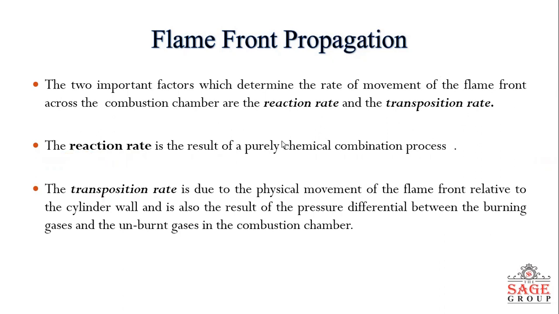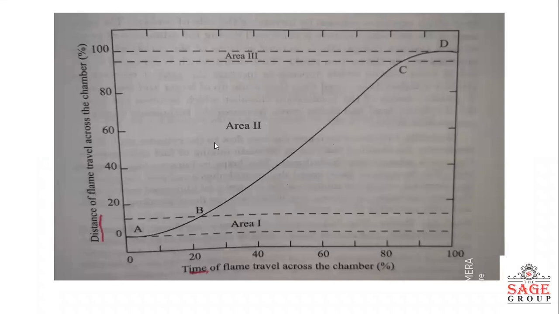We can see a figure, a curve, showing the rate of flame propagation. In this, we can see there are three different areas, 1, 2, and 3. In the first one, that is from A to B, the flame front is progressing relatively slowly due to a low transposition rate and low turbulence. The transposition is very little since only a small mass of charge has been burned at the start. The low reaction rate plays a dominant role, resulting in slow advance of flame.